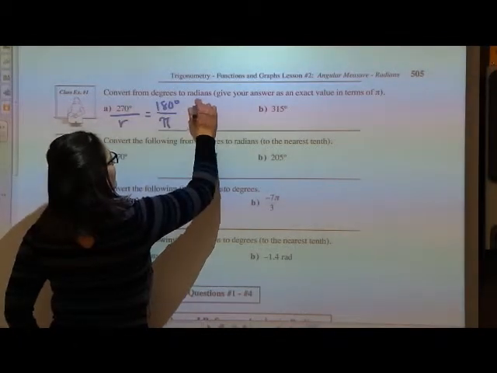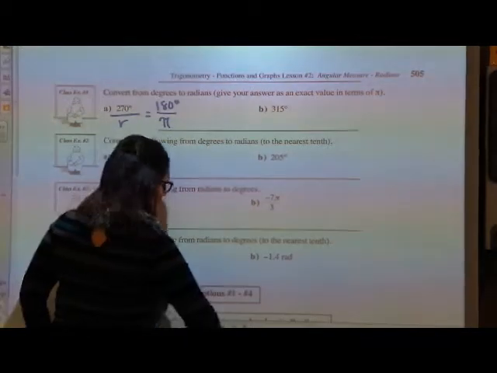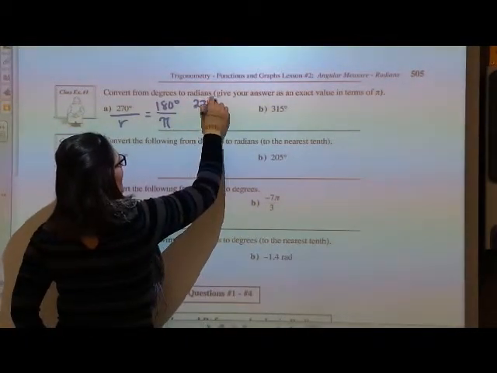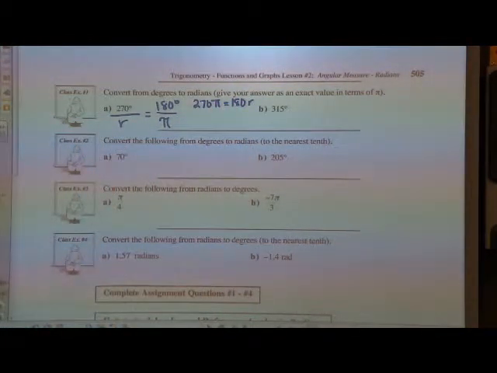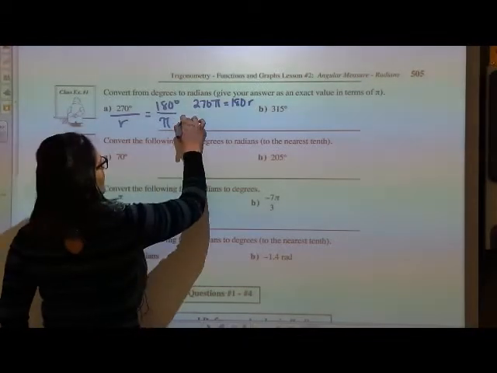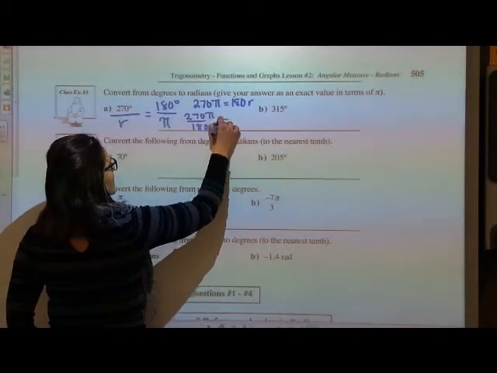270 pi equals 180r. So then divide both sides by 180. So then I've got 270 pi over 180.